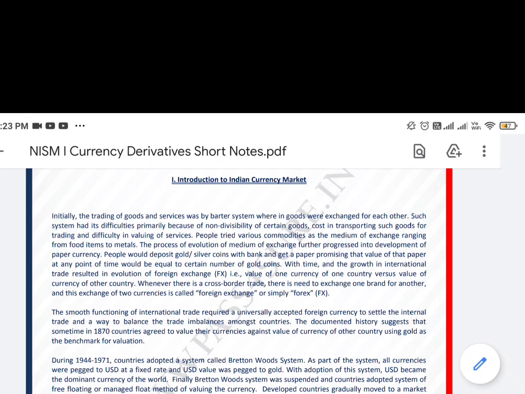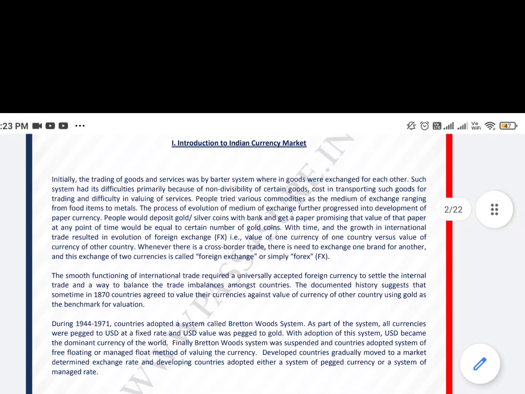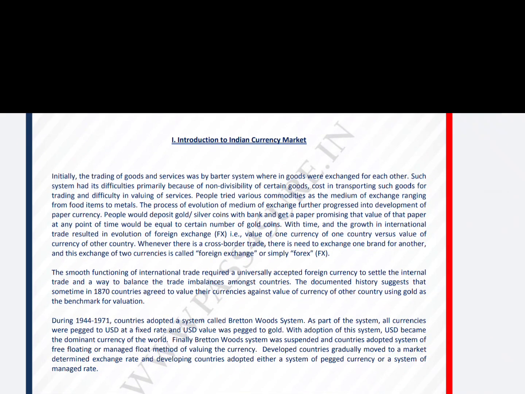Initially, the trading of goods and services was by barter system, wherein goods were exchanged for each other. Such a system had its difficulties, primarily because of non-divisibility of certain goods. It means traditionally goods were only exchanged for goods. That part is not that important in NISM series, but we should know that traditionally we exchange goods only for goods without identifying their value.